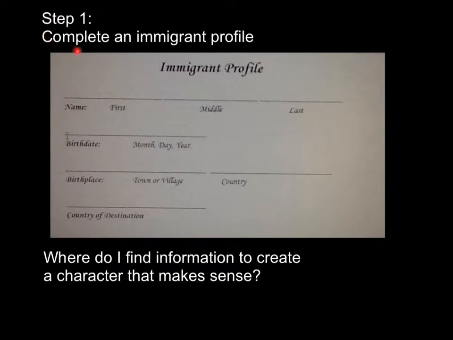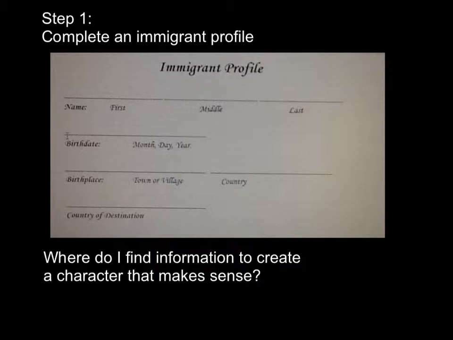Step 1 is you're going to complete an immigrant profile. So this will be the first page, and it says immigrant profile. Write your name, your first, your middle, your last name, your birth date, the month, day, year, birthplace, town or village in the country, and country of destination.